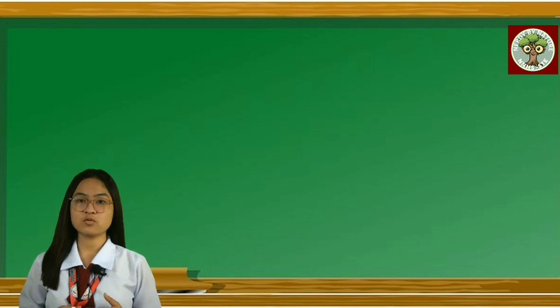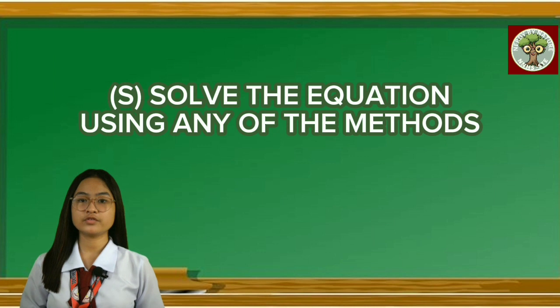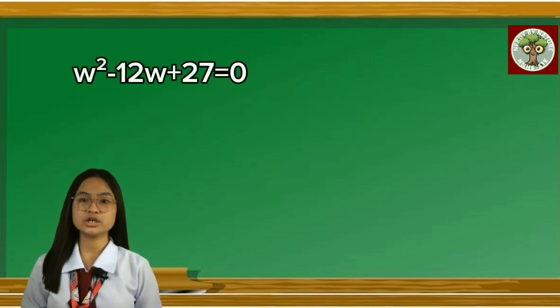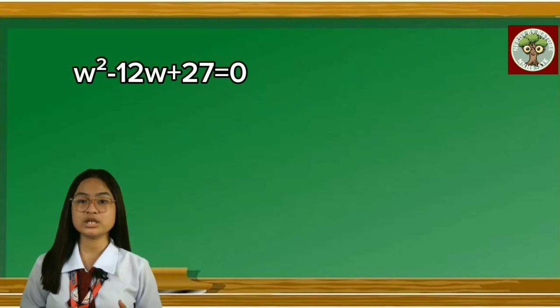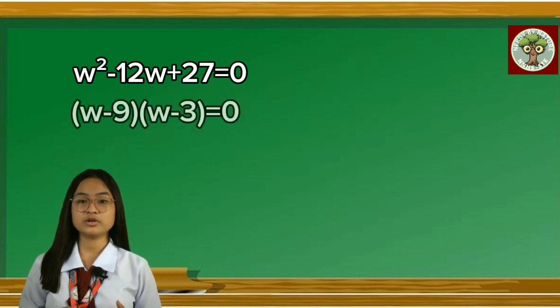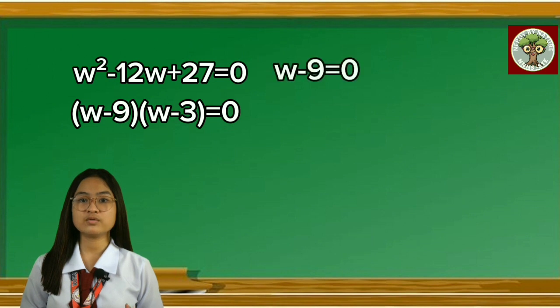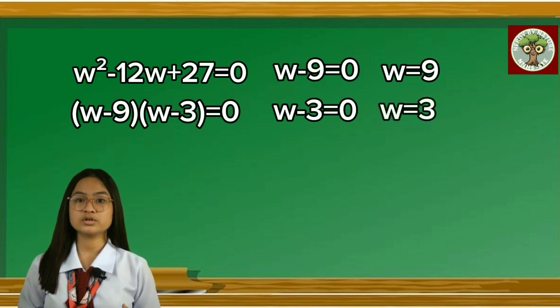We will now go to step 4. Solve for the equation using any of the methods. We can just simply use factoring here, but nonetheless, any of the methods will give you the same answer. By factoring, W squared minus 12W plus 27 equals 0 will be the quantity W minus 9 and the quantity W minus 3 equals 0. Negative 9 times negative 3 is equal to 27, and when you add the two, the sum would be negative 12. Now, set the factors equal to 0. W minus 9 equals 0, W equals 9. W minus 3 equals 0, W equals 3.